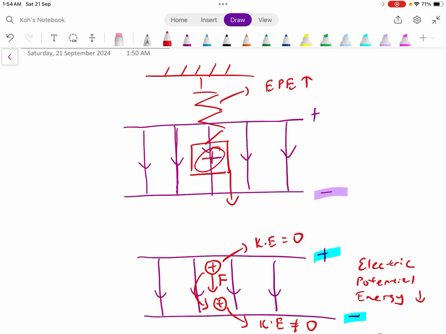So of course, the same rules apply for this positively charged object. Let's just say there's no spring, so it experiences a force in this direction, meaning the electric potential energy increases. Should be decreased, not increase. So that is how we actually do question 13. So the answer for this should be C.